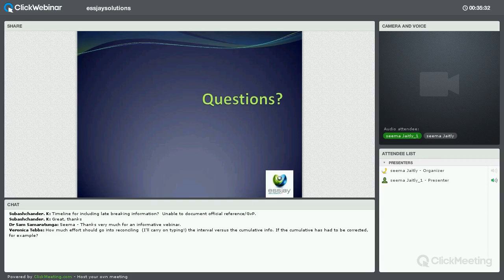How much effort do you go into reconciling the interval if the cumulative has to be corrected, for example? I think, Veronica, it's top line really. I know there are always going to be amends, but it really is top line, unless there's something specific that you know is going to create a problem where there's been an issue, perhaps in coding.